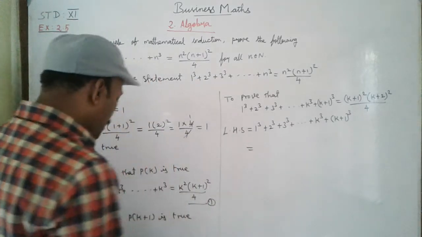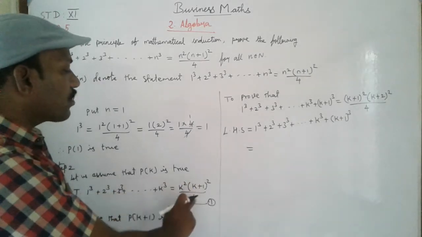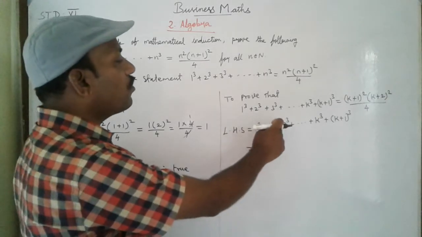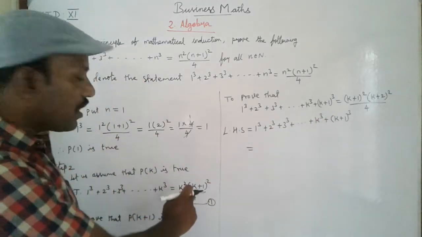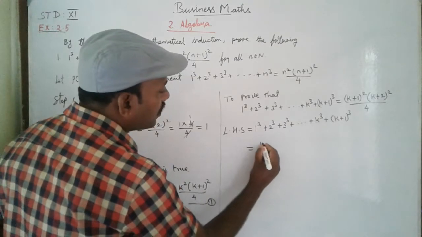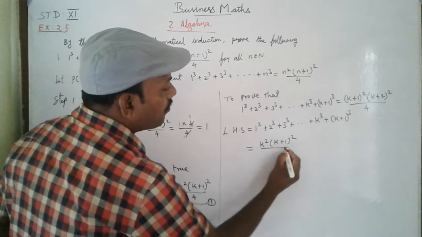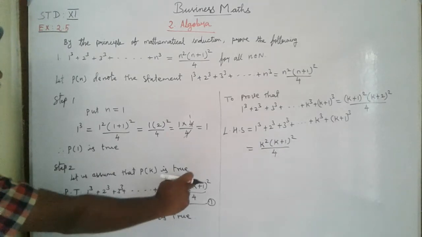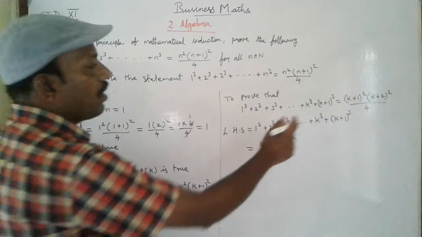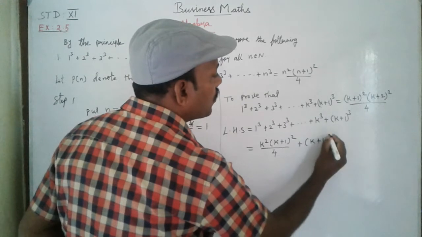We should take first, we know that 1 cube plus 2 cube plus 3 cube plus etc plus k cube is k square into (k plus 1) whole square divided by 4. Up to this we should write this result. So we write here k square into (k plus 1) whole square divided by 4, plus (k plus 1) whole cube.